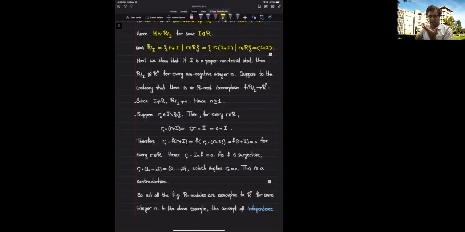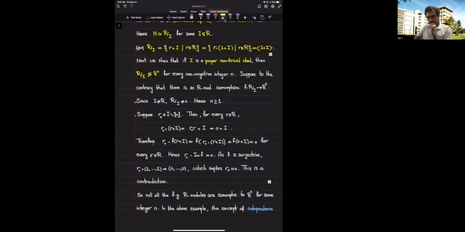So as soon as I know that R is not a field, I can find some ideal I that is proper and non-trivial. Now I can look at R over I. That's a cyclic R module. In particular, it's a finitely generated module. But my claim is that it is not isomorphic to R to the n for any integer n.